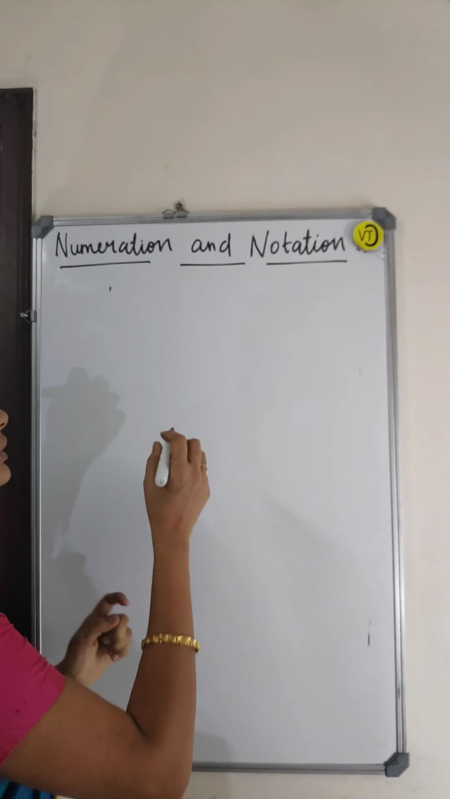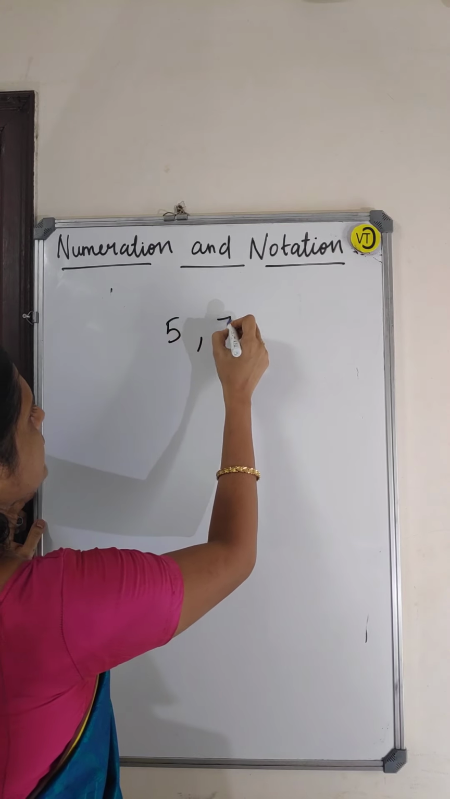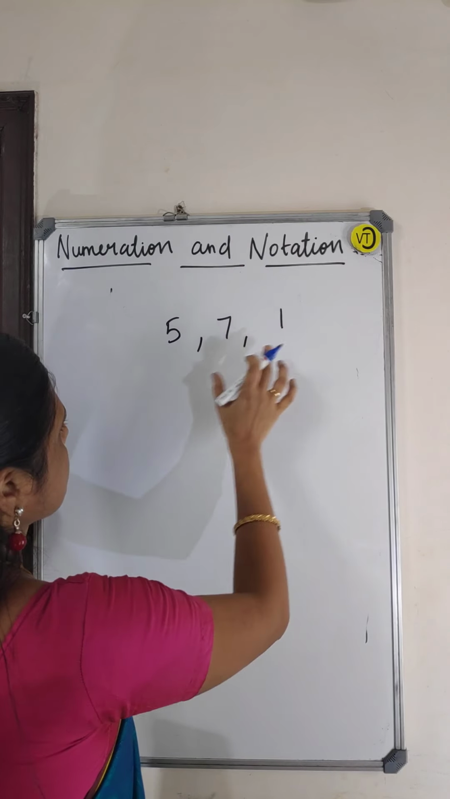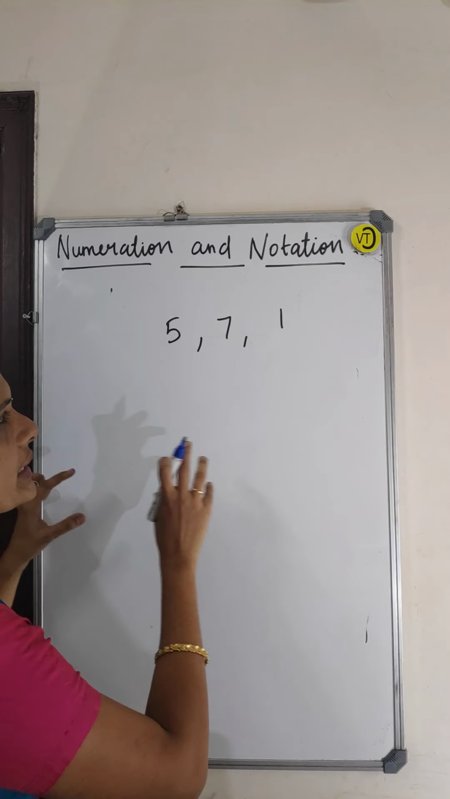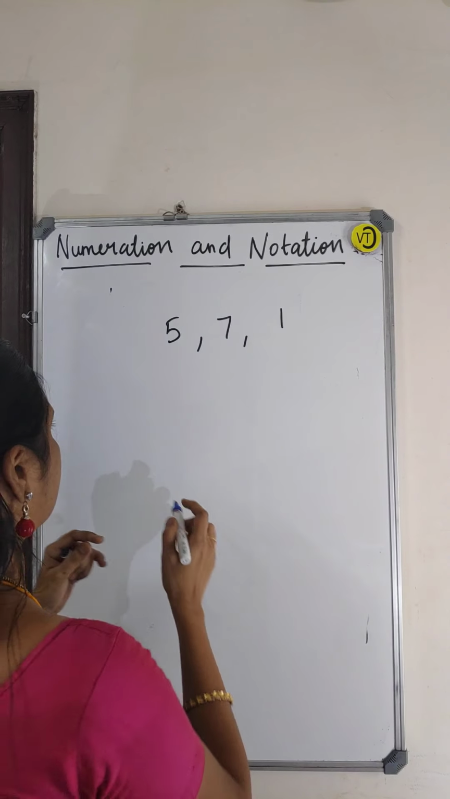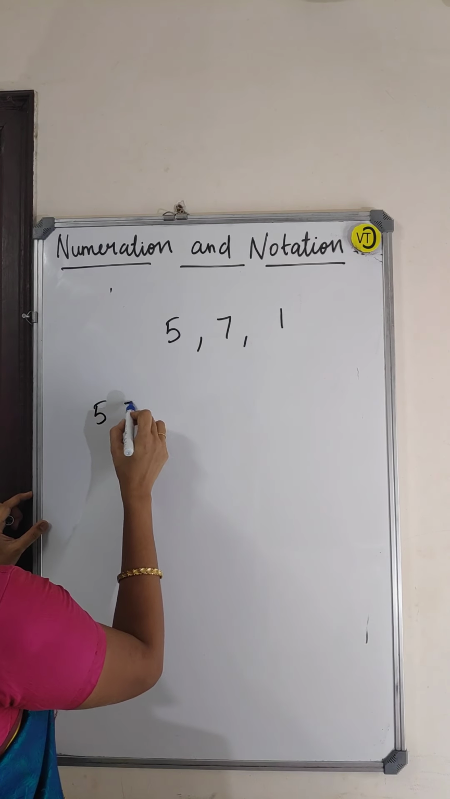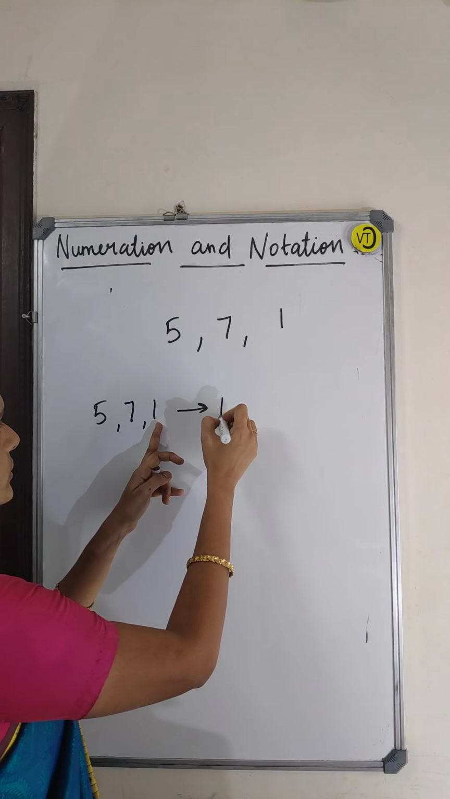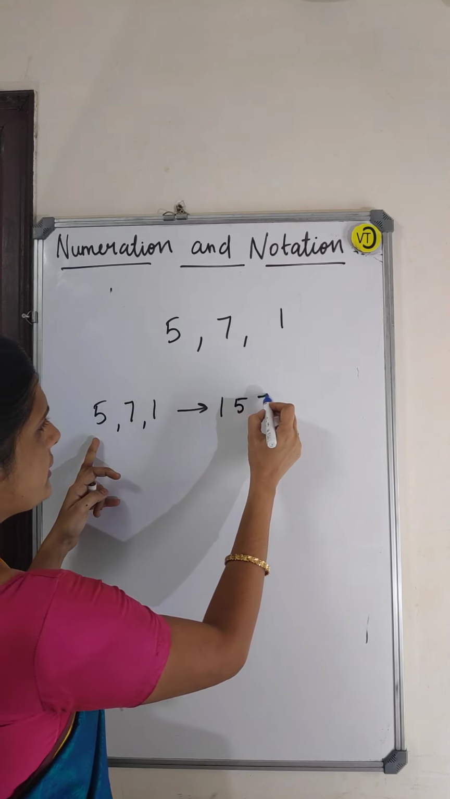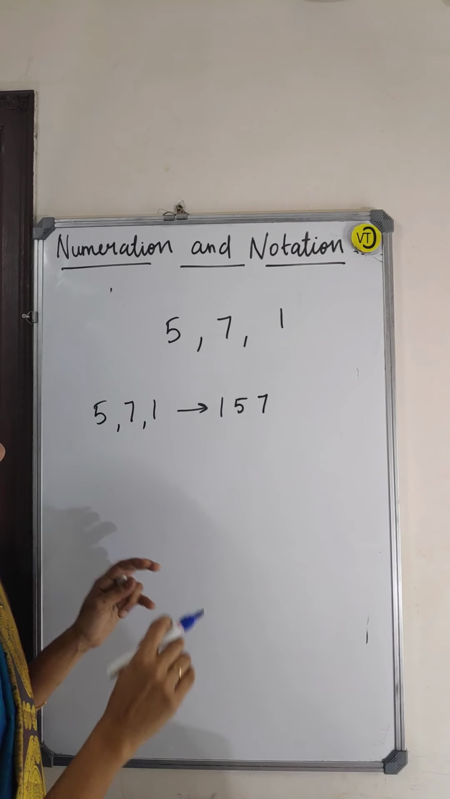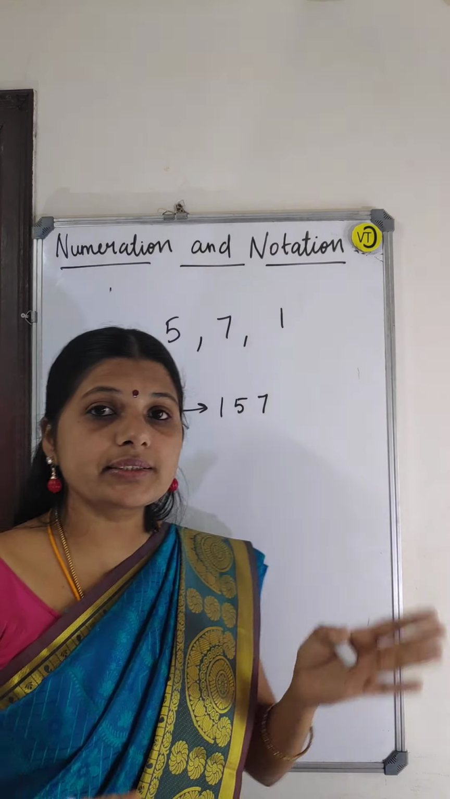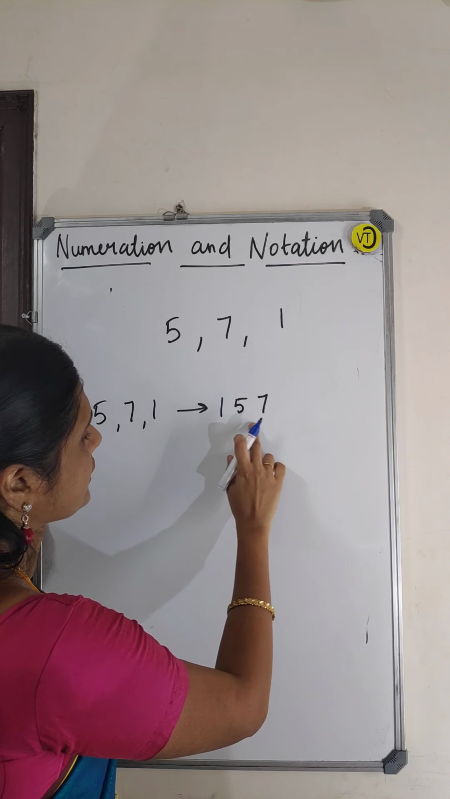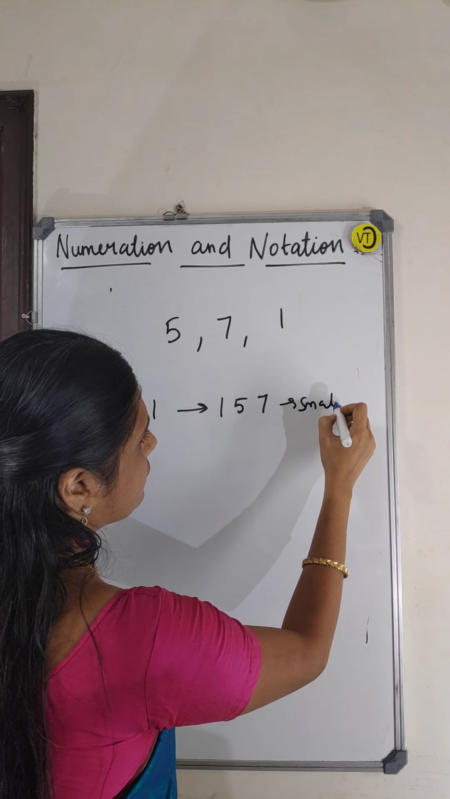They will give one set of numbers: 5, 7, 1. You have to take these numbers and write the smallest number possible. The smallest number is 1, then 5, then 7. You have to write in ascending order, from small number to bigger number. So 1, 5, 7. So 157 is the smallest number.